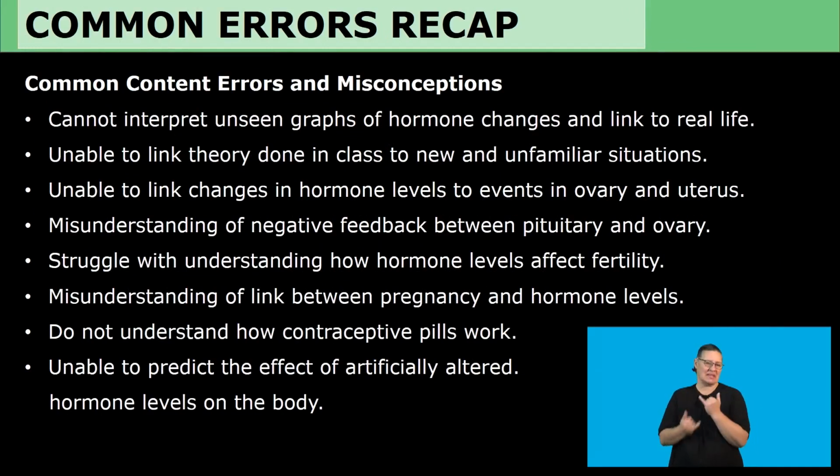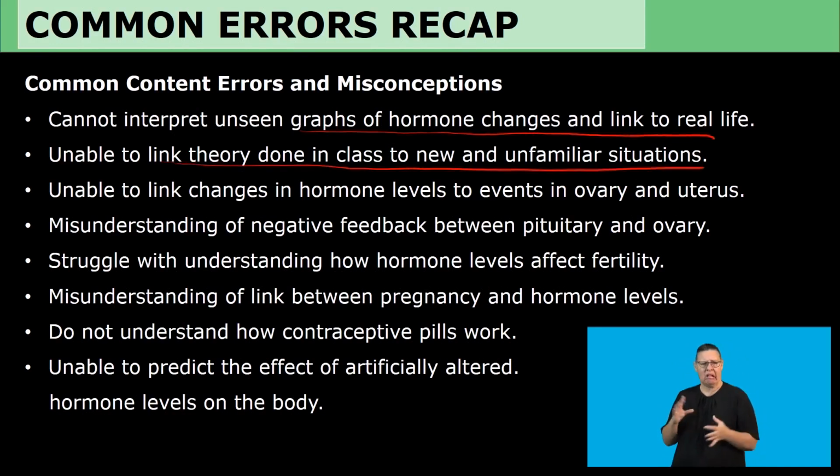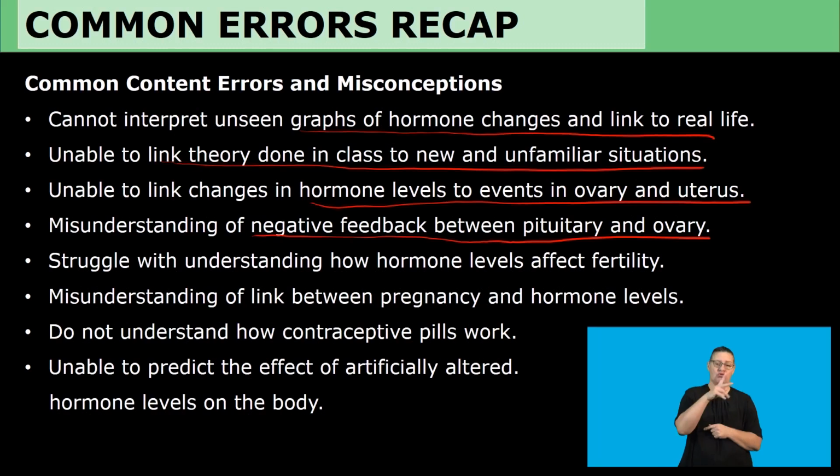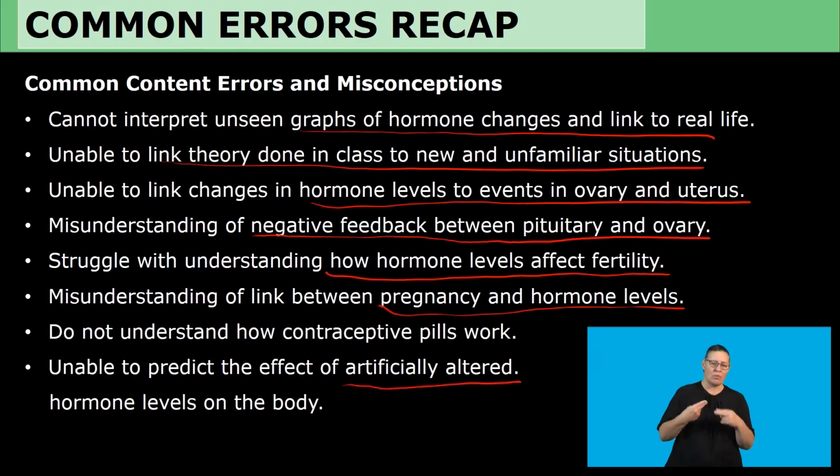And the common errors recap, misconceptions that we see: learners unable to interpret unseen graphs and hormone changes and links in real life, unable to link theory done in class to new and unfamiliar situations, unable to link changes in hormone levels to events in ovary and uterus, misunderstanding of negative feedback mechanism between pituitary and ovary, struggle to understand how hormone levels affect fertility, misunderstanding the link between pregnancy and hormone level, and the contraceptive pill, we know it links to hormones, unable to predict the effect of artificially altered setup in terms of hormone levels in the blood.